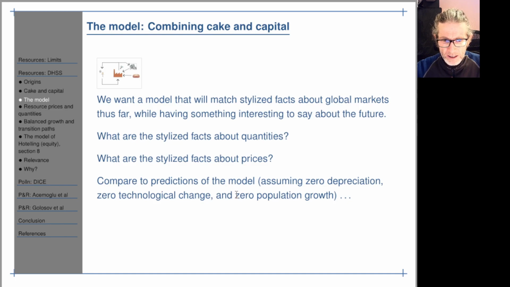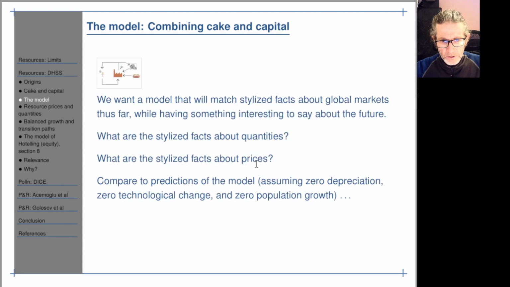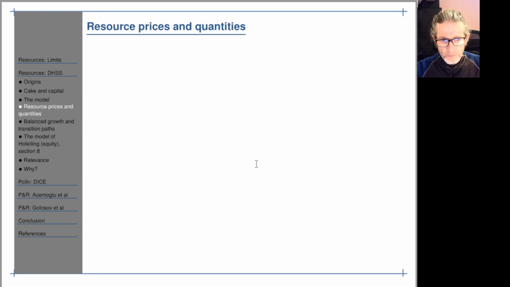And we're going to start with the very simple version of the model that was the sort of canonical version, or the core version, used by Dasgupta, Heal, Solow, Stiglitz, which was a model with no capital depreciation, no technological change, and no population growth. So let's see what happens. What are the stylized facts about prices and quantities? Let's have a look.